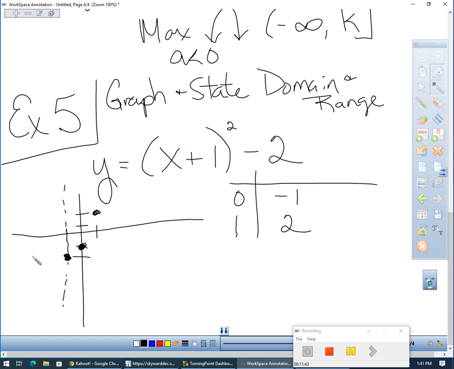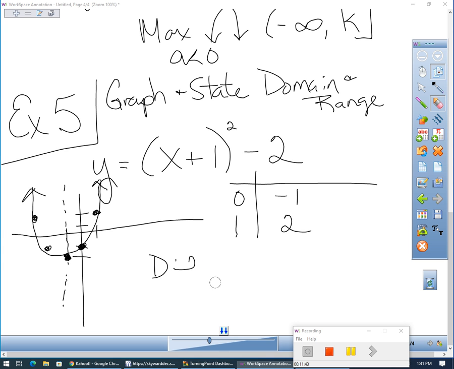And then, of course, I have to reflect these points. All right, so I've graphed it. And hopefully your graph looks better than mine does. All right, so the only thing left is I need domain and range. Domain. Every single solitary time your domain is going to look like negative infinity to positive infinity, because it covers all x's side to side. There is no x that cannot work.